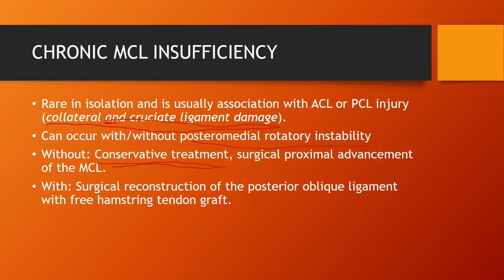When there is a component of posteromedial rotatory instability, this suggests a more significant and extensive lesion, and orthopedically is generally treated with a surgical reconstruction of the posterior oblique ligament with a free hamstring tendon graft. So you will know this by review of the examinee's history.